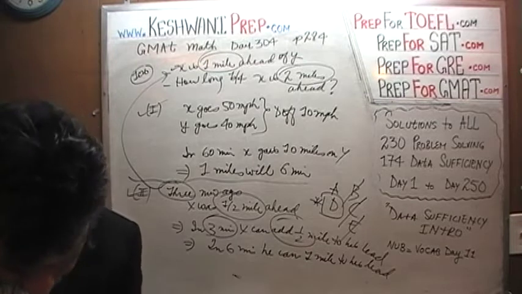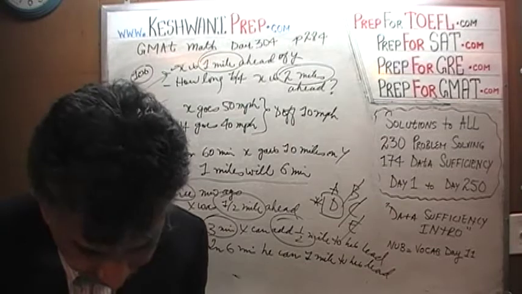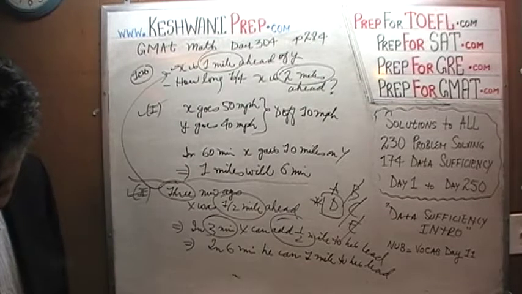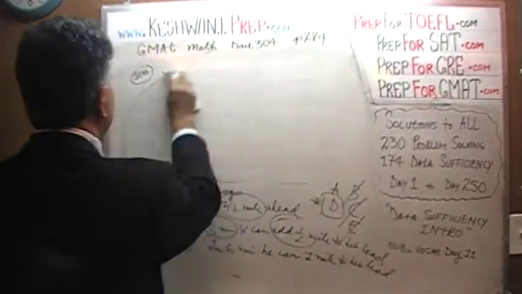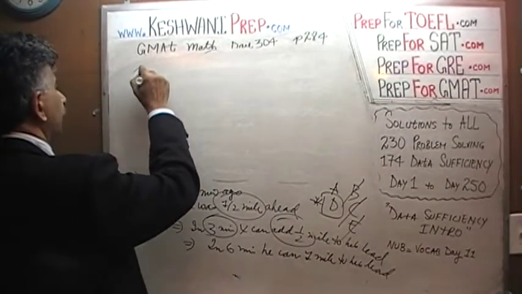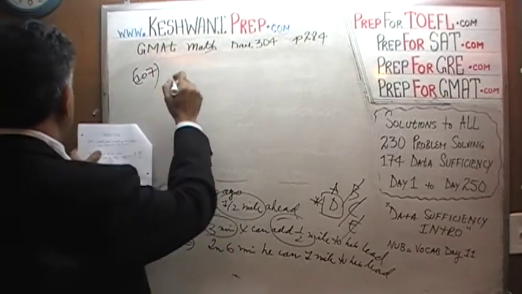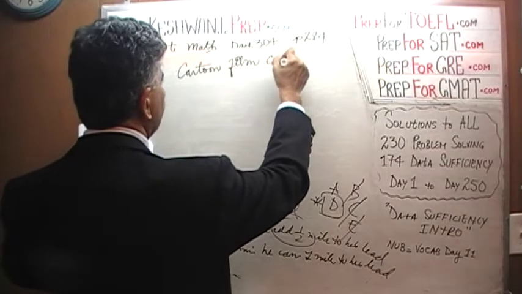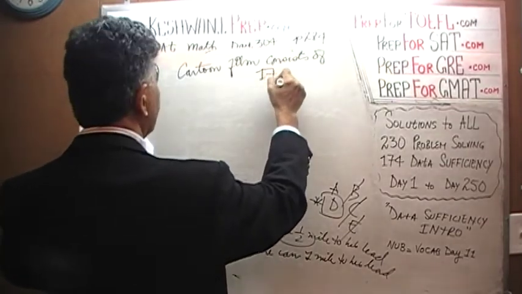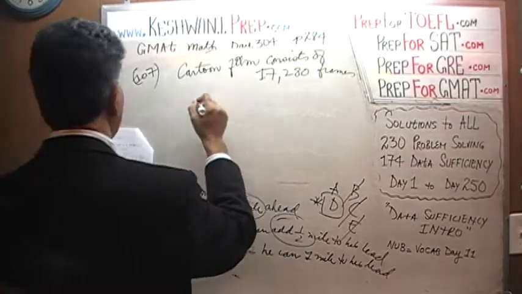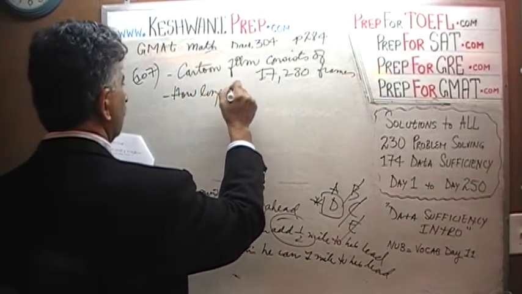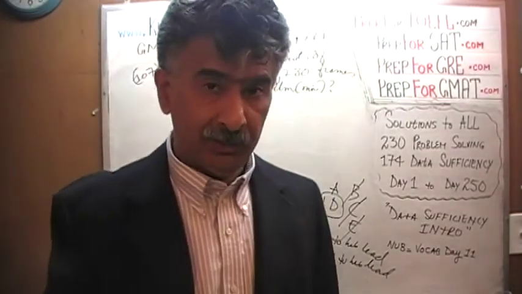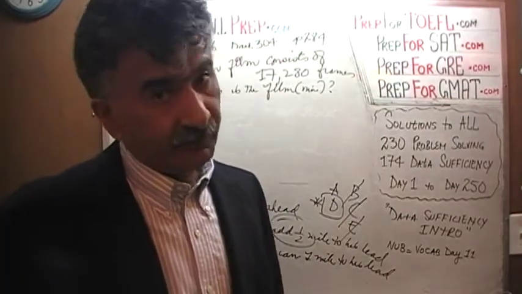Number 107. Let's see what we have there. In 107, we are told that a cartoon film consists of 17,280 frames. Question is, how long is the film? How many minutes will it take to run this film if it contains 17,280 frames? Let's see what they tell us.